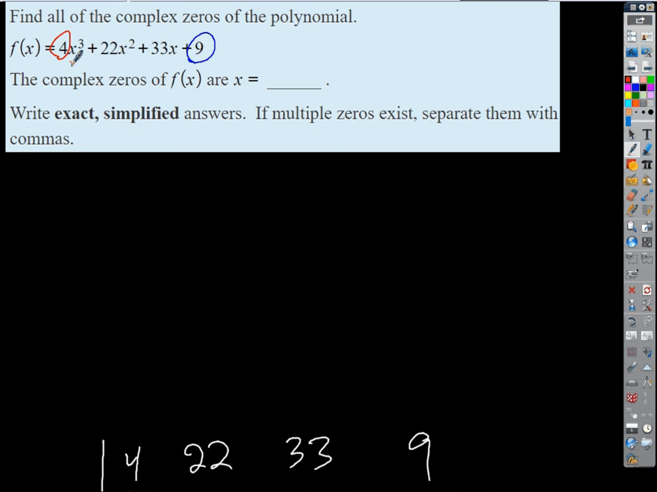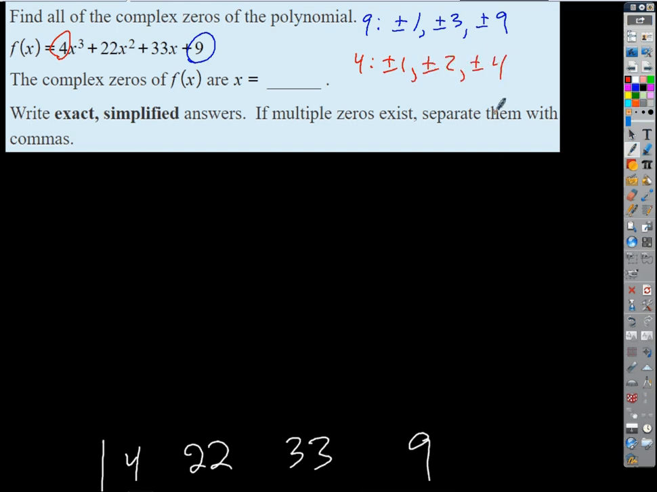Okay, so what are all the factors of 9? Well, let's start with the easiest. So I get plus or minus 1. Those both divide in evenly. Plus or minus 3 or plus or minus 9. That's it, right? So the top of the fraction would have to include either plus or minus 1, plus or minus 3, or plus or minus 9. What about the bottom of the fraction, the denominator? Plus or minus 1, plus or minus 2, plus or minus 4.